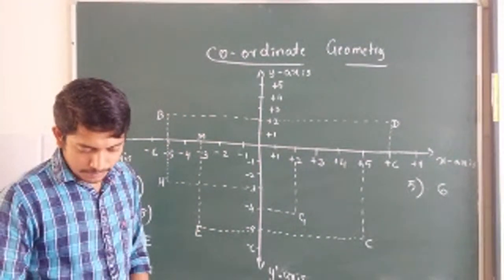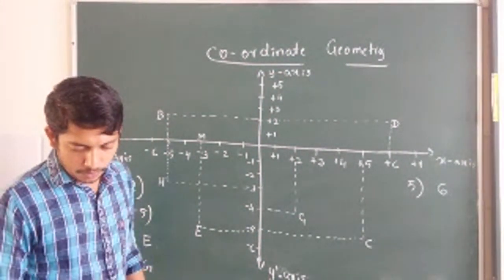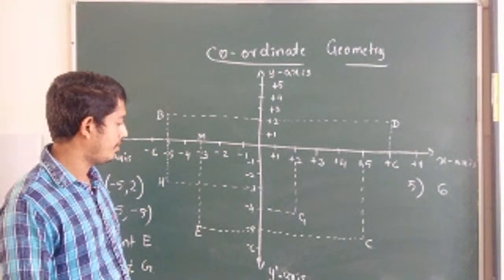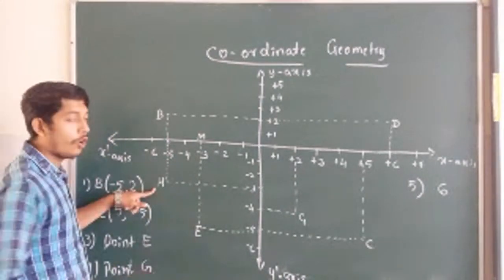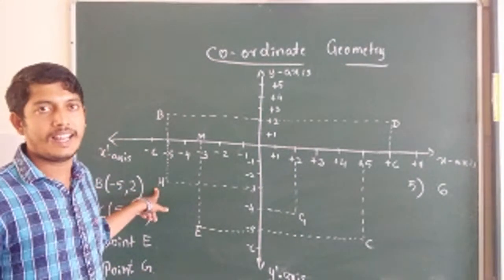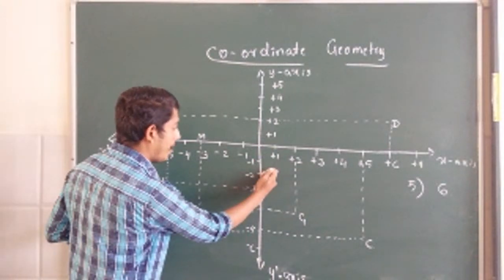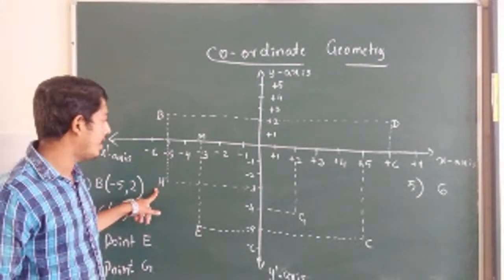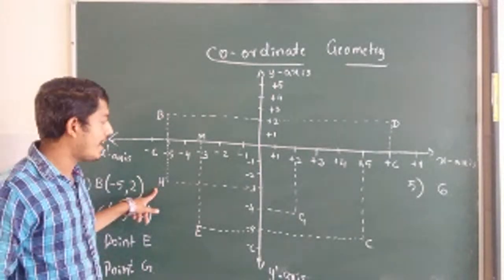Then the next one, the ordinate of the point H. Point H is present here and we have to find the ordinate. Ordinate means the y-axis value. So it is minus 1, minus 2, minus 3. So the y-axis value is the coordinate, and here they ask for the ordinate of point H, and that is minus 3.